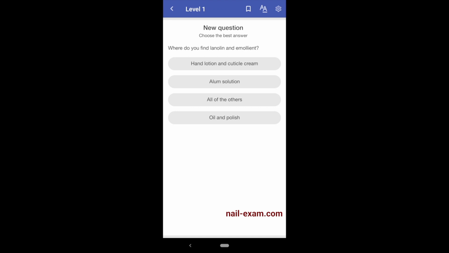Where do you find lanolin and emollient? Answers: A. Hand lotion and cuticle cream. B. Alum solution. C. All of the others. D. Oil and polish. The answer is A.